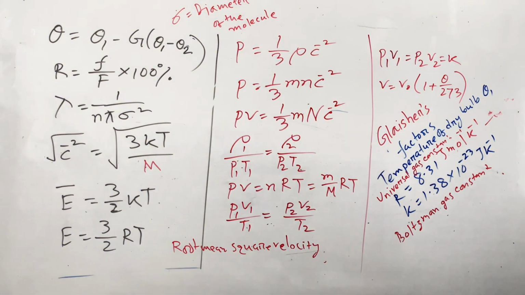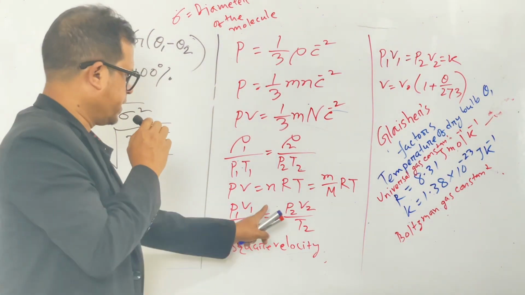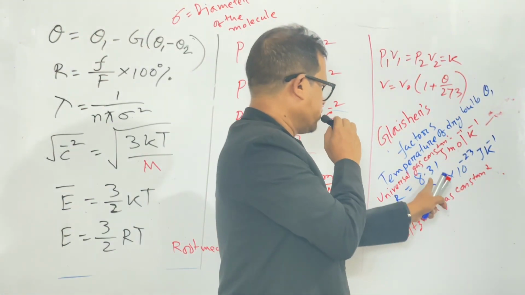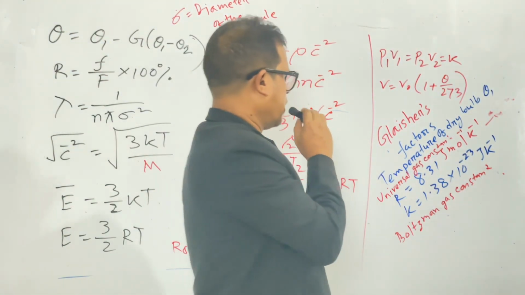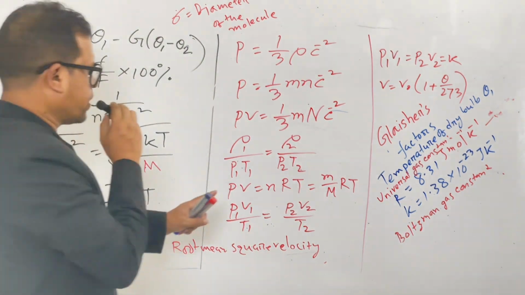Actually, you have to remember this equation: PV equal to nRT. Very important. n is the mole number. R is the universal gas constant, its value is 8.31 joule per mole per Kelvin. Okay, 8.31 joule per mole per Kelvin.